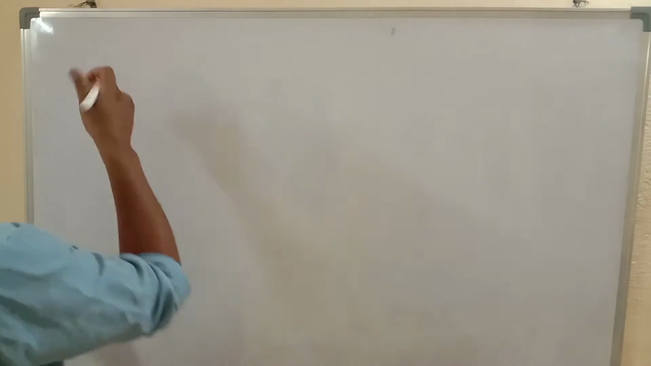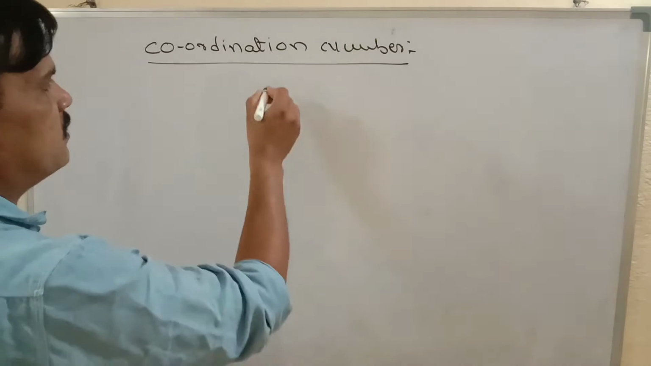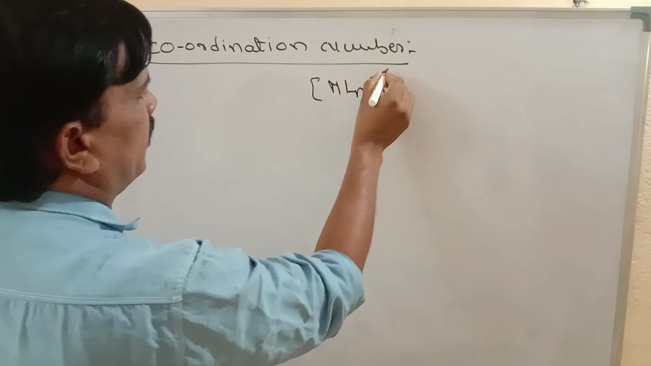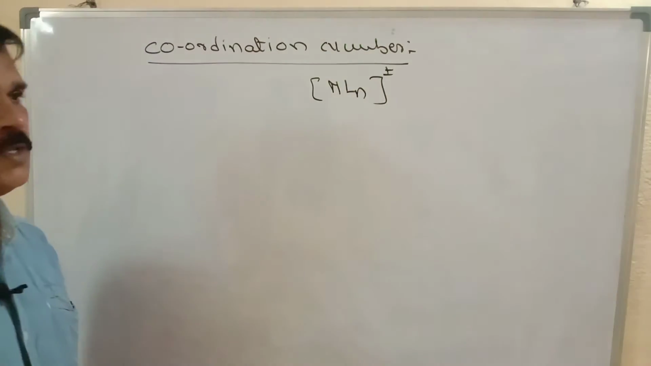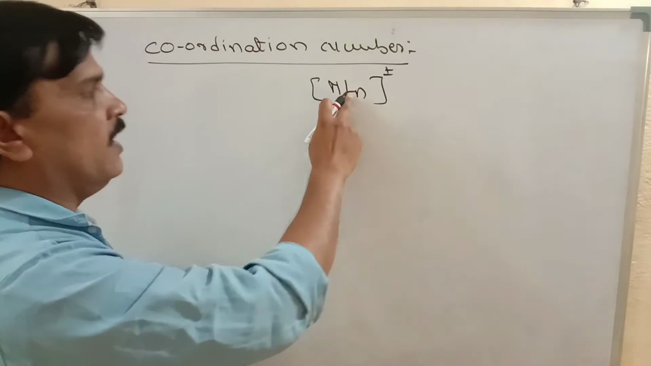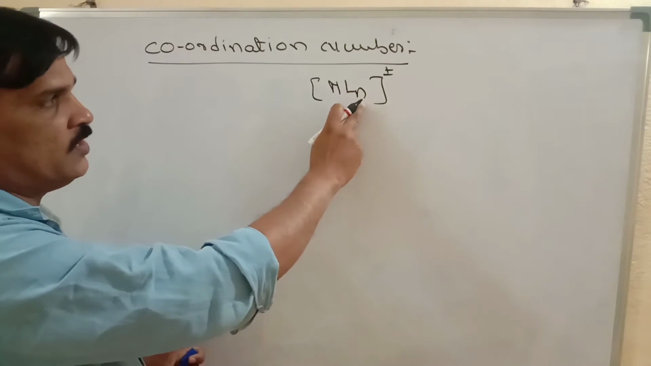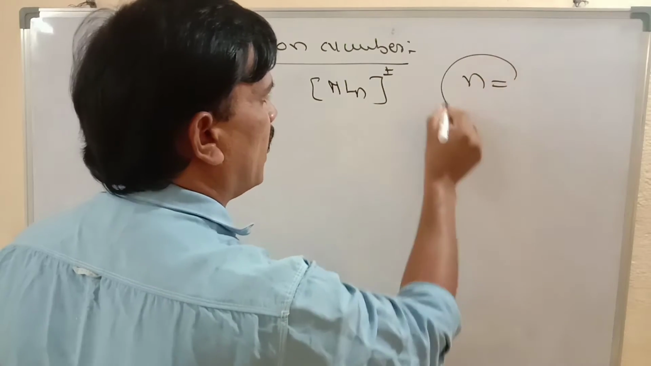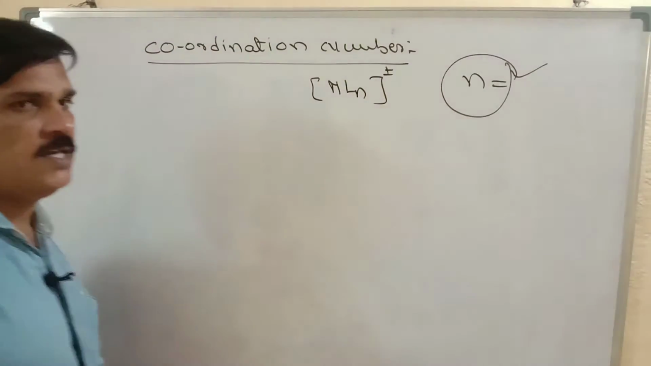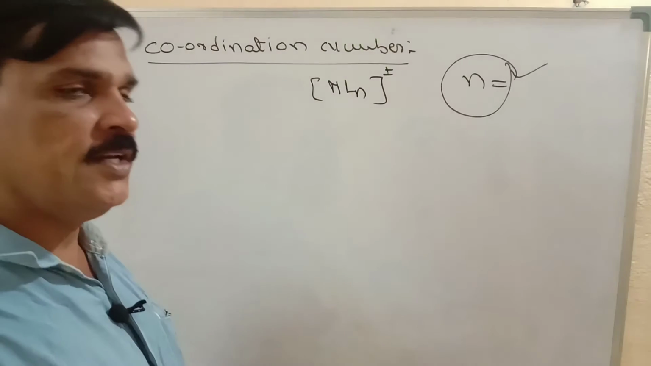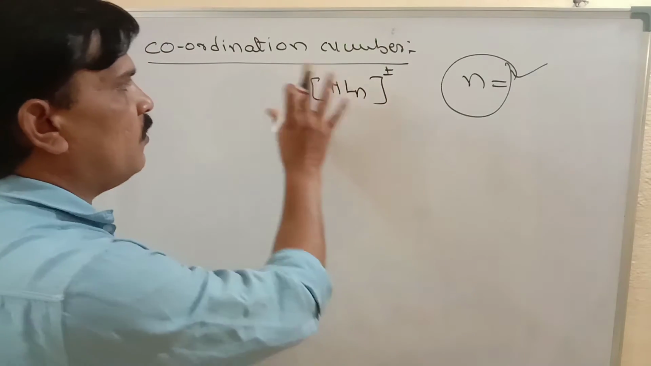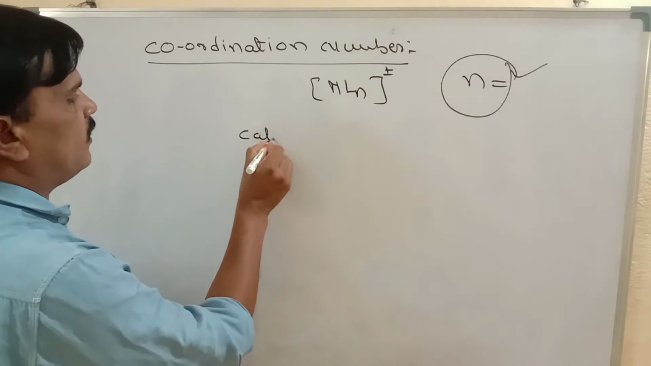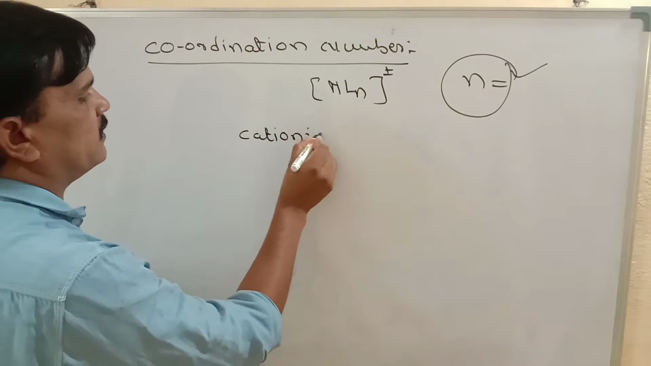Coordination number. A complex compound is represented as [MLn]± where M means the central metal atom, L means ligand, n means coordination number, and plus or minus means charge. I want to define this coordination number in complex compounds. Before going to coordination number, what is a cationic complex or anionic complex?